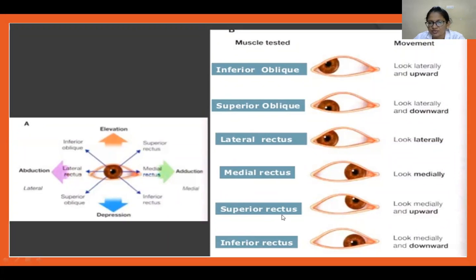Next, the superior rectus is helpful to look medially upwards, whereas the inferior rectus is for medially downward movement. These are the movements produced by these muscles. If there is any squint or strabismus, these muscles will be tested in these movements.